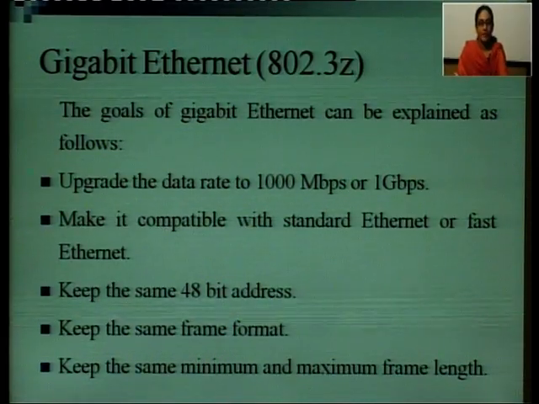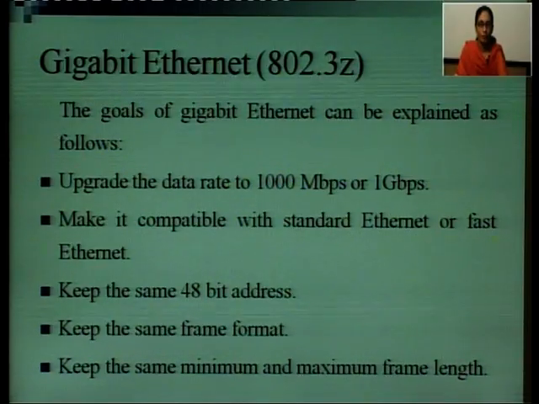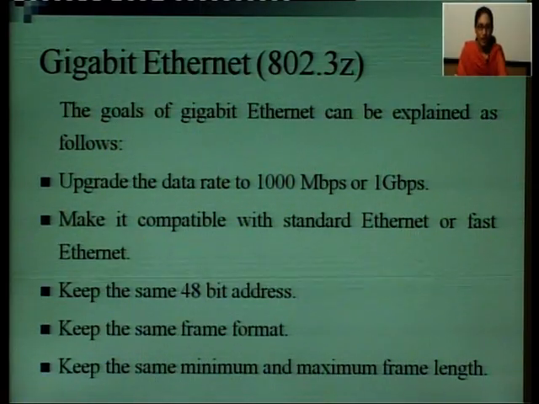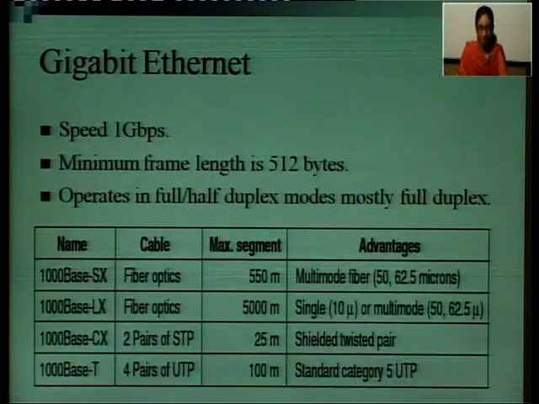Next is the gigabit Ethernet. In gigabit Ethernet, the standard is 802.3z. It is almost the same as the standard Ethernet and fast Ethernet, but only the data rate is different. It upgrades the data rate to 1000 Mbps, or we simply say 1 Gbps. It is compatible with the standard Ethernet and fast Ethernet. It keeps the same 48-bit address, the same frame format, and the same minimum and maximum frame length.